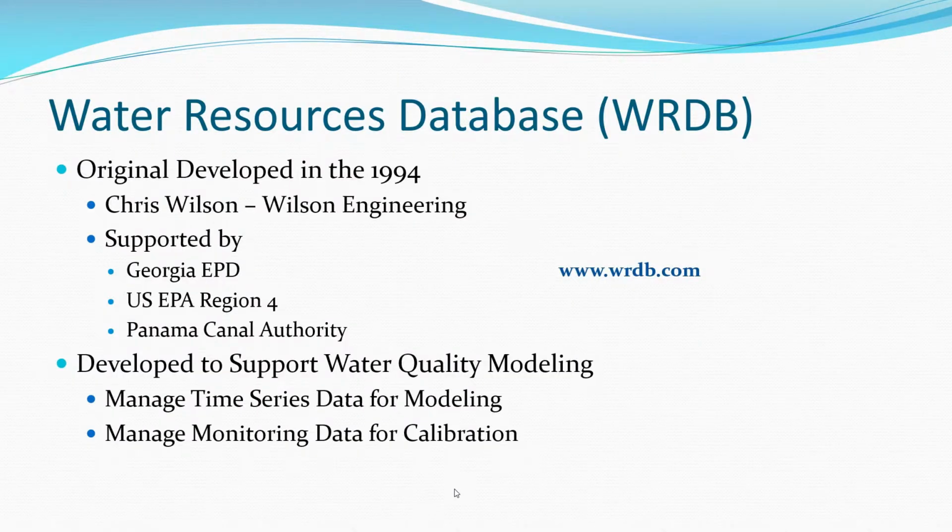The Water Resources Database was originally developed in 1994 by Chris Wilson at Wilson Engineering. It was supported by the Georgia EPD, EPA Region 4, and now the Panama Canal Authority is putting a lot of resources into it. Its primary purpose was to support water quality modeling, to manage time series data for models, because for some of the models, time series data can get rather large, and there are multiple sets of time series data that need to go into the model.